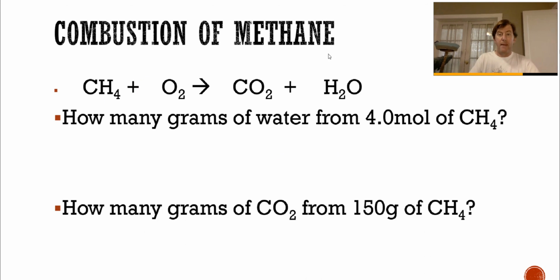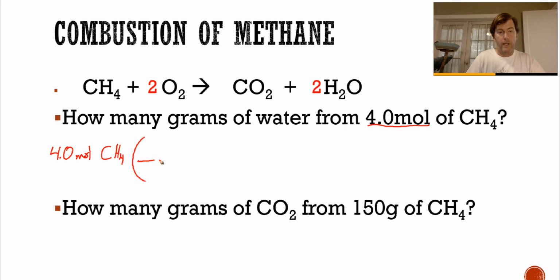So we have combustion of methane. If I want to know how many grams of water are produced from 4 moles of methane burning, the first thing I have to do is have a balanced equation. So to balance it, there we go. That's what we need, our coefficients there. And now to do my work, I need to start with my given. Here's my given value, 4.0 moles of methane.